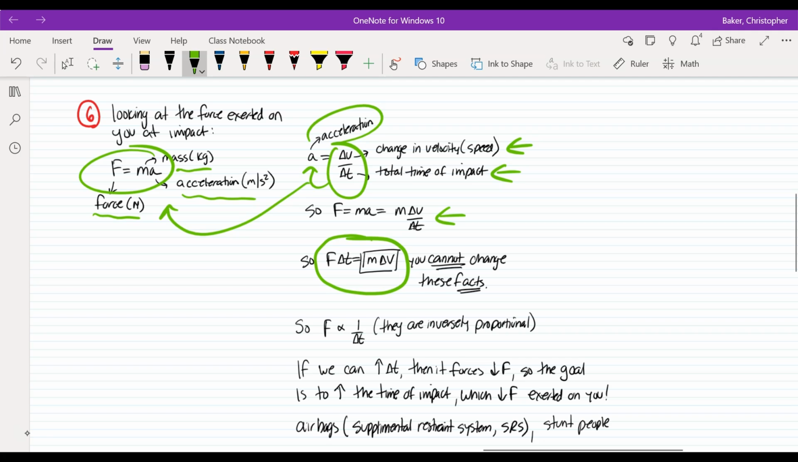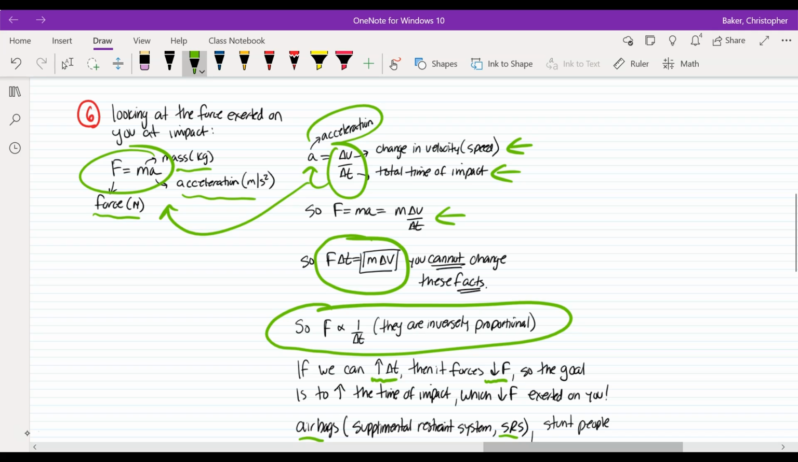I put a box around mass and velocity because you cannot change these facts. Your mass is your mass, and your velocity is your velocity. If you were traveling 40 miles an hour when you hit the tree, you were traveling 40 miles an hour when you hit the tree. That means that force is inversely proportional to time. This is crucial because if we can increase the amount of time it takes to impact, it then makes the force smaller. So that's the goal of airbags, which are called supplemental restraint systems, or SRS.